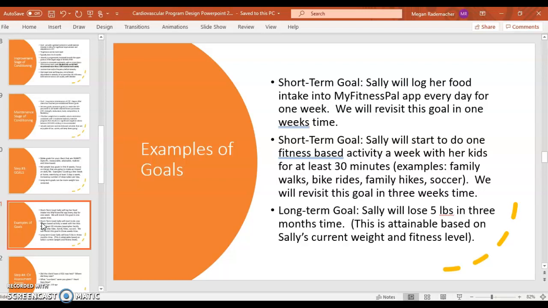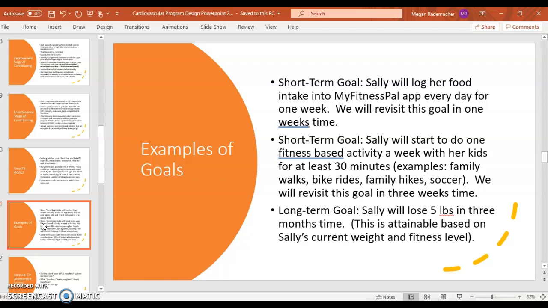Another example of a short-term goal would be Sally will start to do 1 fitness-based activity a week with her kids for at least 30 minutes. Some examples of that may include family walks, bike rides, family hikes, playing soccer. We will revisit this goal in 3 weeks' time. So trying to get some more activity into Sally's life would be a great idea.